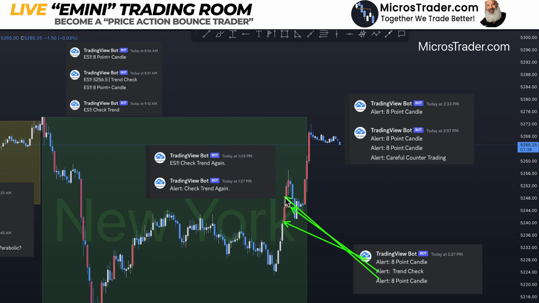Another 8-point candle warning. Another 8-point candle warning. Alert. Careful. Counter trading. And I'm certain if the market would have been open more, you would have gotten a careful counter trading parabolic message.